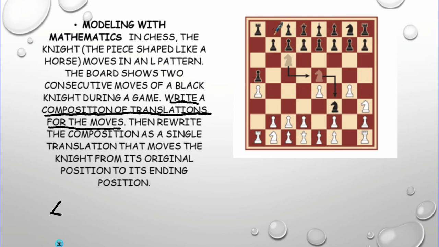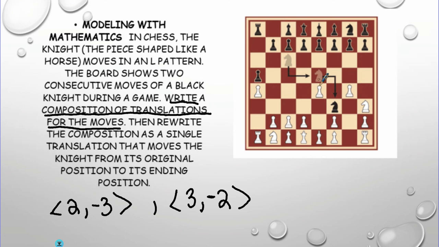So the original one for vector form, it started right here. So it looks like horizontally it went to the right 2. So we're going to write positive 2, comma, and then vertically it went down 3. So there we go. That's the original. And then from there, it looks that horizontally it went to the right 3. So the next one would be right 3. And then it looks like it went down 2.